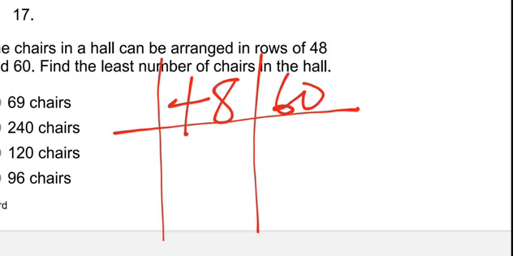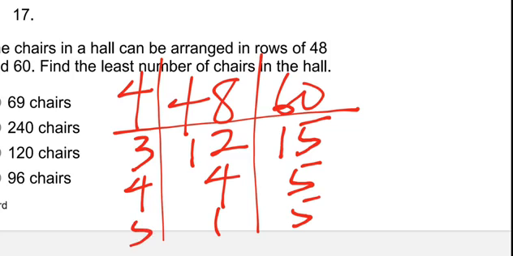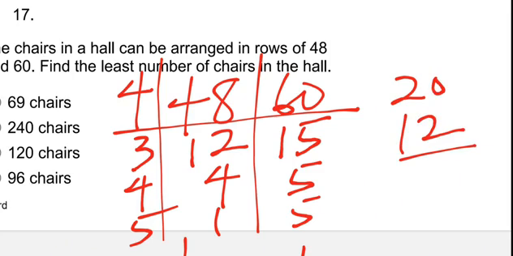So 4 can go, let's use 4 straight. This will give us 12. This gives 1, 2, that is 5, right? So 3 can go, and that gives 4, and this gives 5. So 4 can go again, 1, 5. Then 5 can go, 1, 1. So we then multiply 4 times 3, that's 12, 12 times 20, that is 240. So we can find the least number of chairs. So we have 240 chairs. That's what we're going to have.